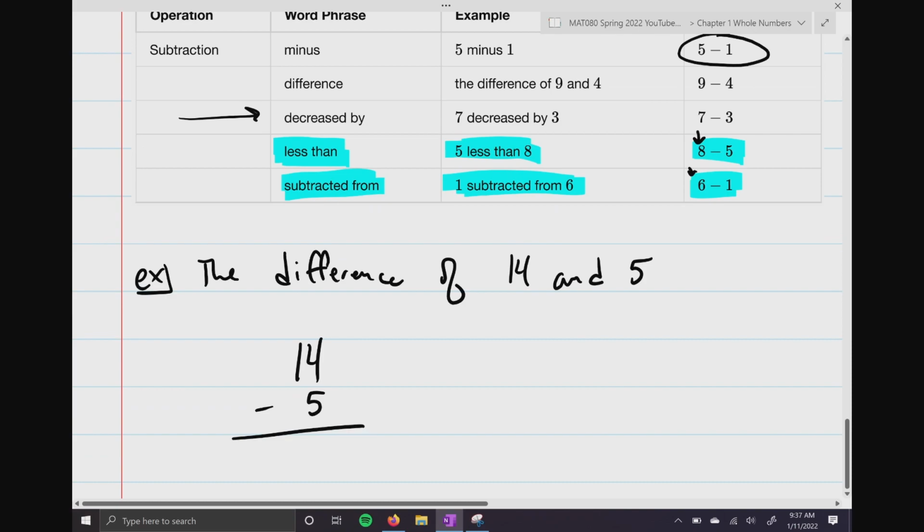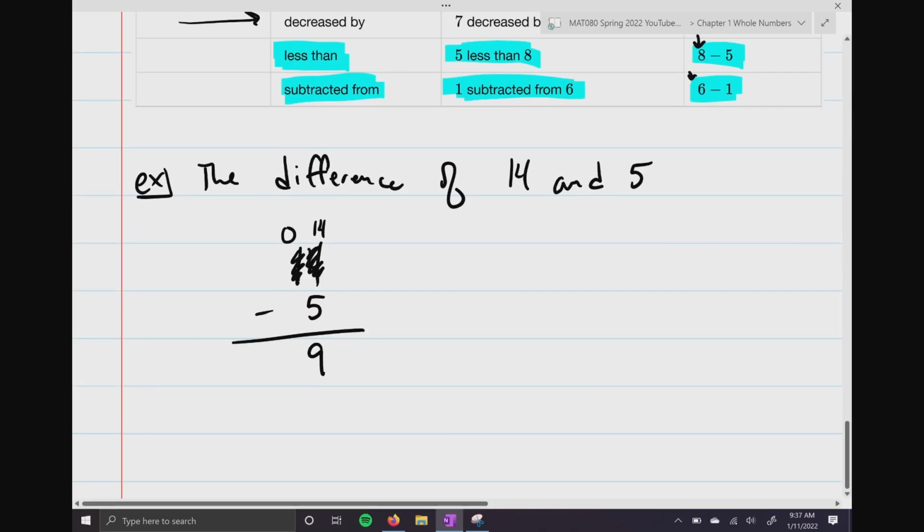So let's see here. 14 minus 5. Well, I got to borrow. That becomes a 0. This becomes a 14. And that's going to be a 9. I guess I didn't have to borrow. I'm being very rigid and disciplined with my technique. 14 minus 5 is 9. Okay? Now let's do another one.